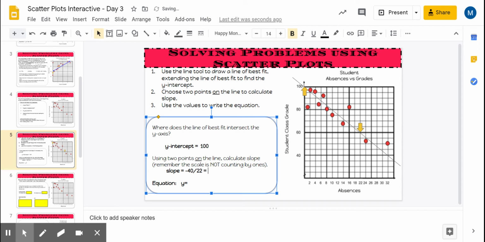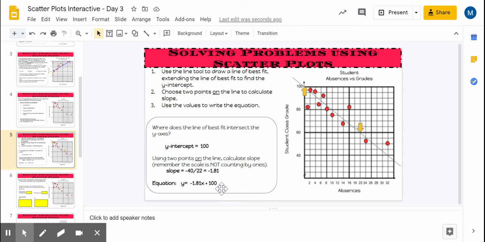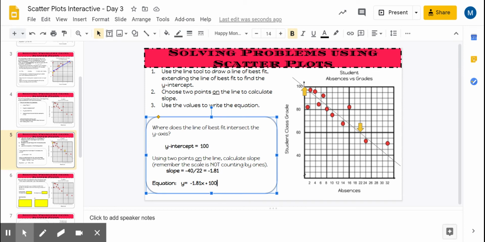Okay, so we're going to do negative 40 divided by 22 on our calculator, and we get negative 1.81. All right, so here's our equation, right? We put the slope first, negative 1.81. So that's our m, x plus b. Okay, so now we'll take that equation, negative 1.81x plus 100, and go on to slide 6.